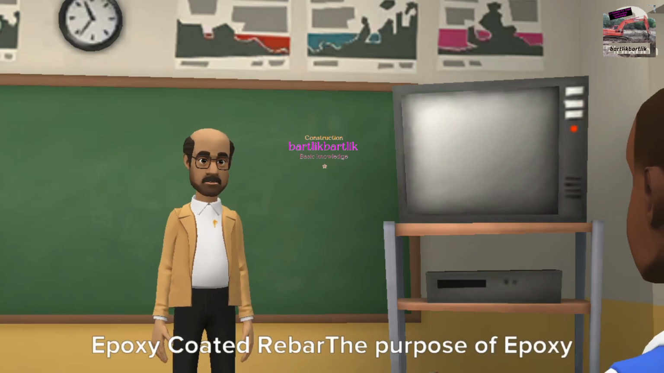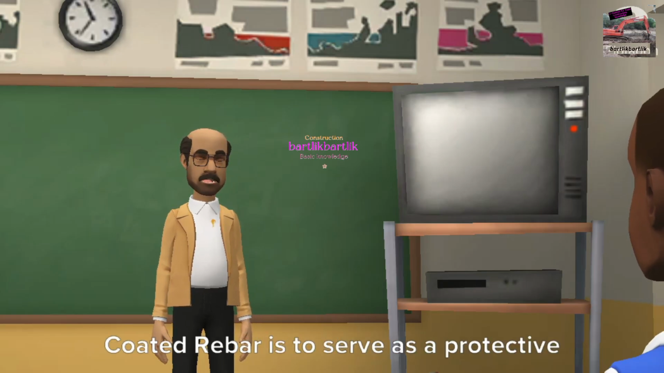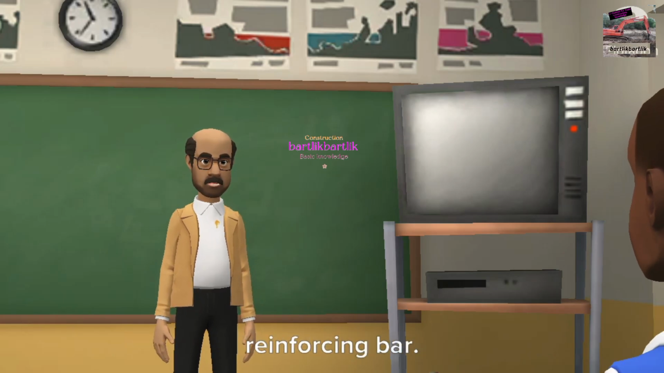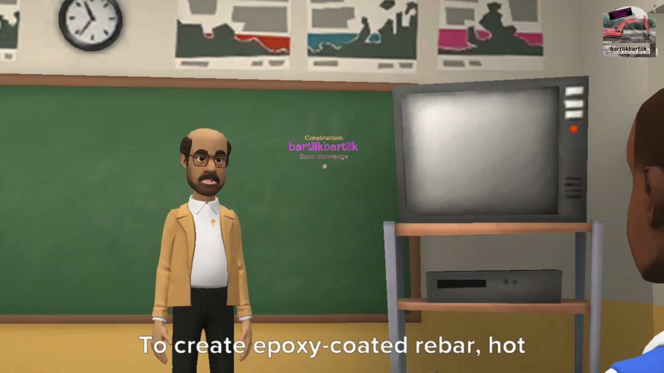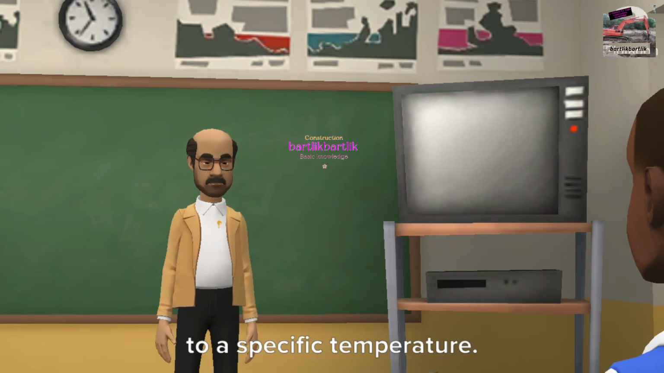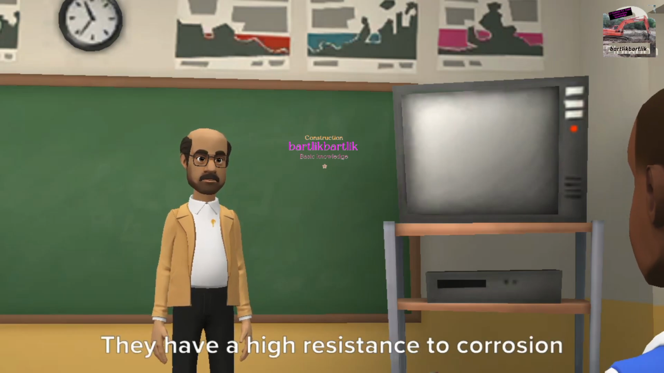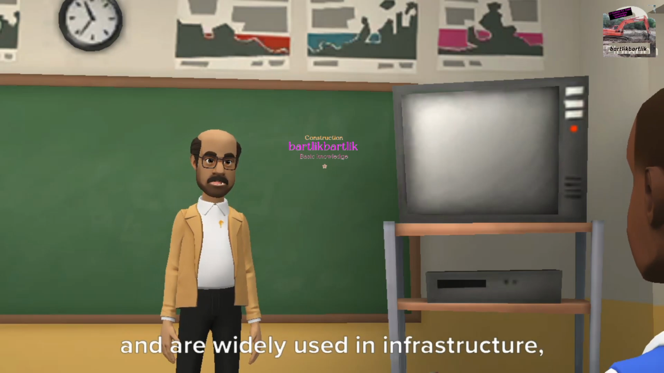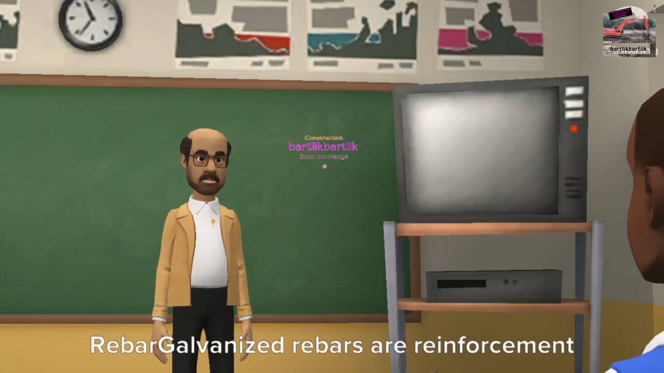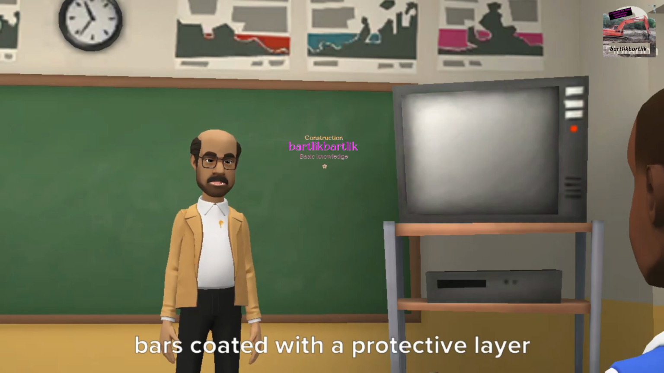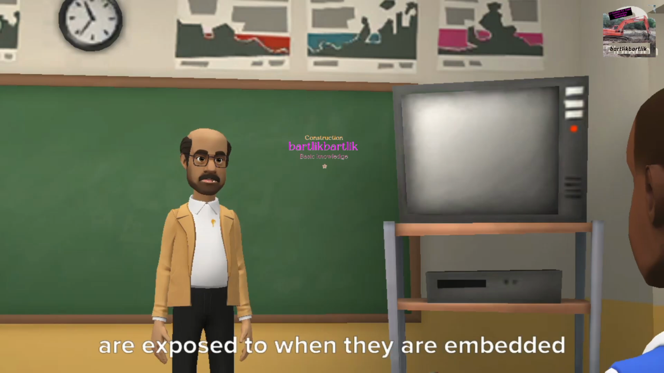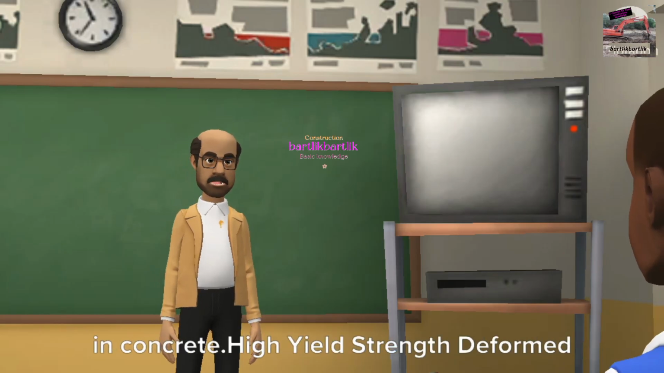Epoxy-coated rebar. The purpose of epoxy-coated rebar is to serve as a protective system against moisture and chlorides that could erode the surface of the reinforcing bar. To create epoxy-coated rebar, hot steel is sprayed with epoxy powder using an electrostatic sprayer set to a specific temperature. They have a high resistance to corrosion and are widely used in infrastructure, buildings, bridges, roadways, etc. Galvanized rebar. Galvanized rebars are reinforcement bars coated with a protective layer of zinc. The zinc coating protects the rebars from the corrosive environment they are exposed to when they are embedded in concrete.